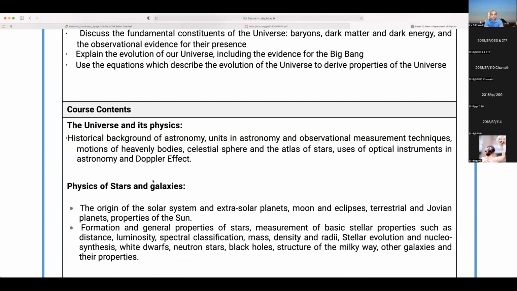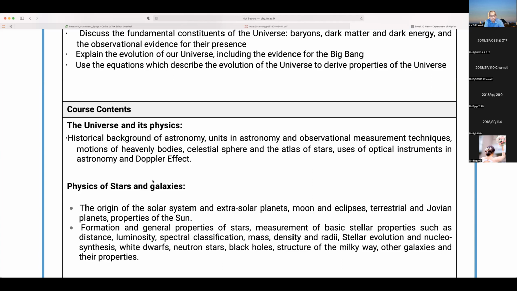In terms of the course content, if you go to the syllabus of this particular course, we will talk about a little bit of history and the units that we are going to use in astronomy, and some of these measurement techniques, and the motion of these astronomical objects, and then the celestial sphere, and how the stars are located on this sphere, and then the telescopes, and some of the phenomena such as the Doppler effect, those kinds of things.